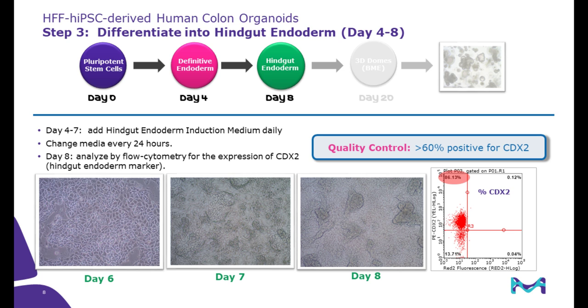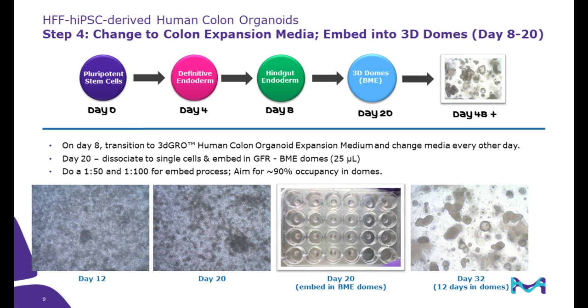The image on the lower left shows the appearance of spheroids on day 6 of differentiation. Spheroids are more abundant on day 7 and day 8. The dot plot on the right is an example of our flow analysis for the expression of CDX2 on day 8 of differentiation. The higher the percentage of CDX2, the better. If the percentage of CDX2 is below 60, the possible causes are, again, that your iPS cells are not of high quality, and also that your iPS cells on day 1 were either too sparse or too confluent.